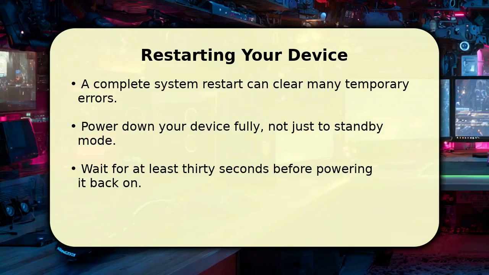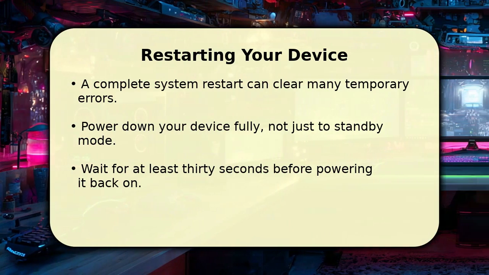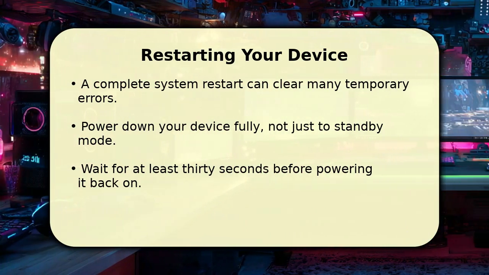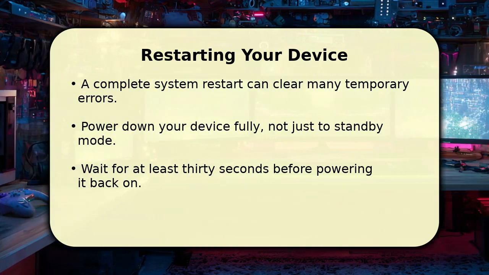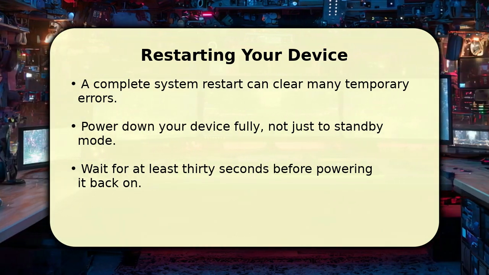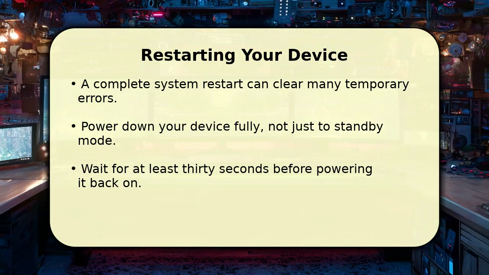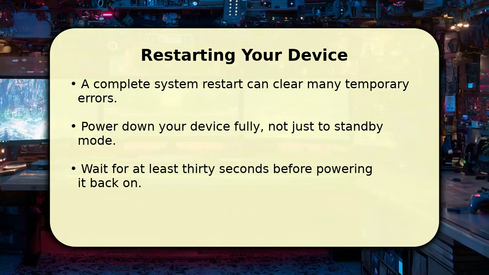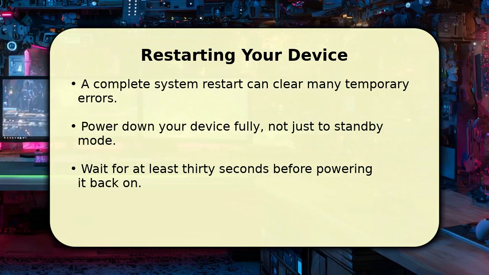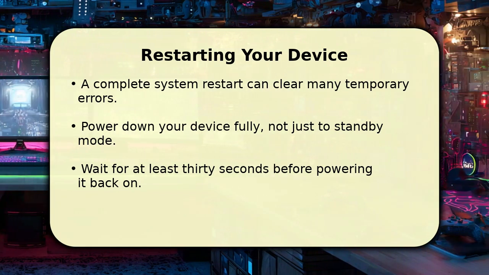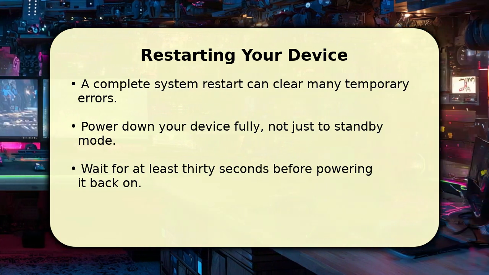Next, a full system restart is often a very effective solution for clearing many temporary errors. Please power down your device completely, ensuring it is not just in standby mode. Allow it to remain powered off for at least 30 seconds. This gives internal components time to fully discharge and reset. Afterward, power it back on and observe if the error code 1 has disappeared.